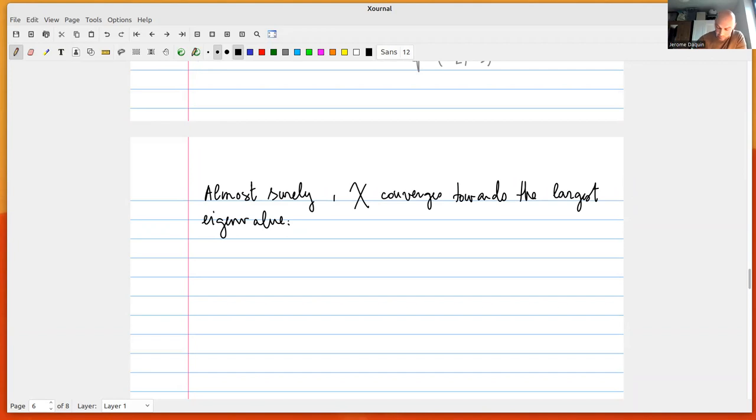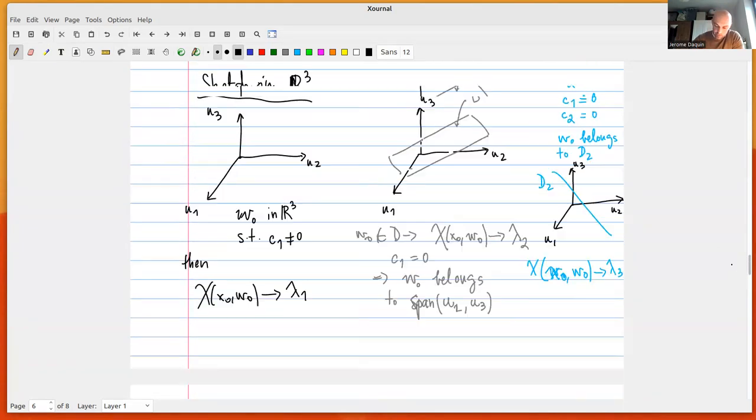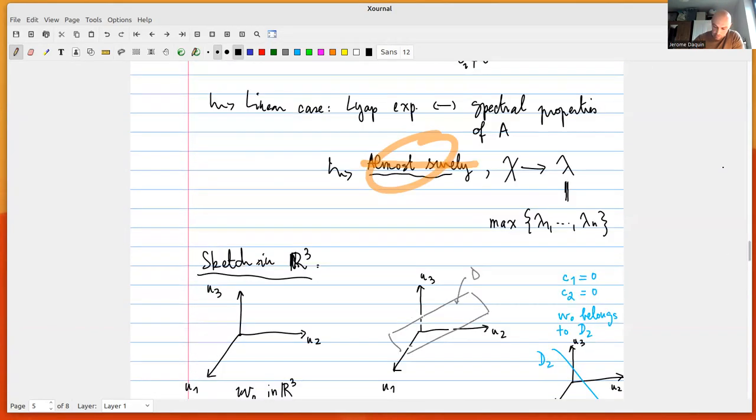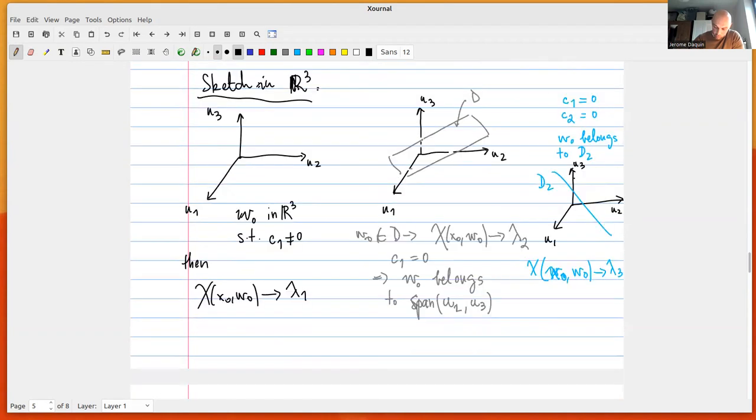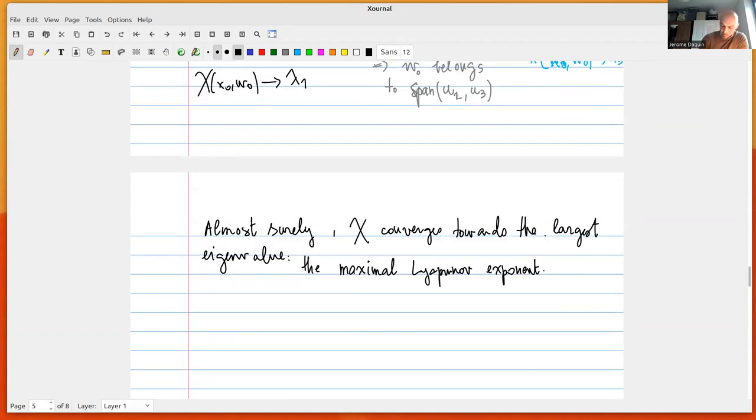This largest eigenvalue will have a name. This is the maximal Lyapunov exponent. So we have a spectrum of exponents, as we have seen here. We have at most n values. So the largest one will be the maximal Lyapunov exponent.